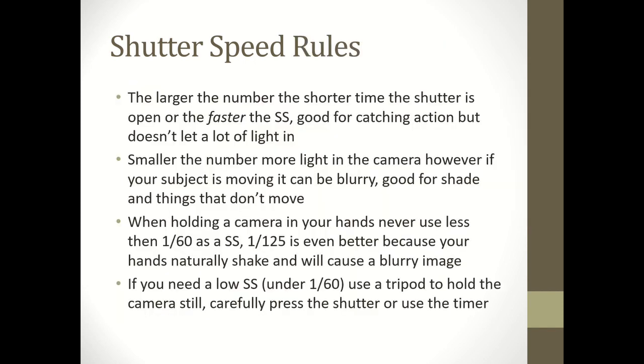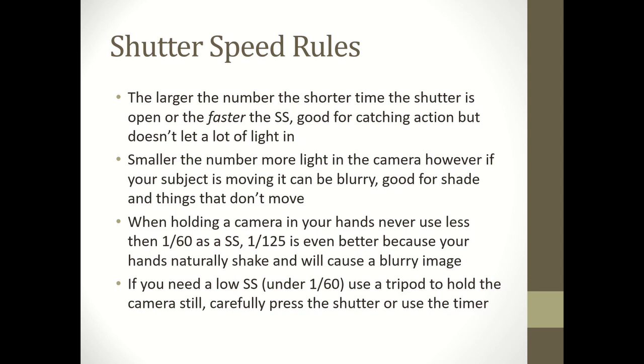So some rules about shutter speed. The larger the number, the shorter the time, so it's going to be fast. It's not going to let in a lot of light, but that's when you're going to start to freeze action. Smaller number, more light will come in the camera. However, if your subject is moving, it could be blurry. And then you fall into that category of something that's maybe just not interesting. It's kind of blurry, blah. So that could be good for things that don't move. When holding a camera in your hands, never use less than a 60th of a second. 125 is even better because your hands will naturally shake the camera and cause a blurry image.